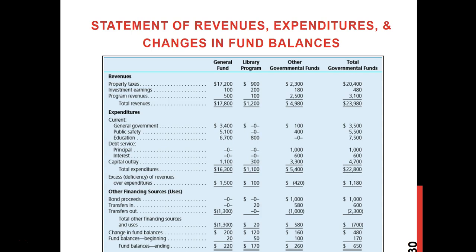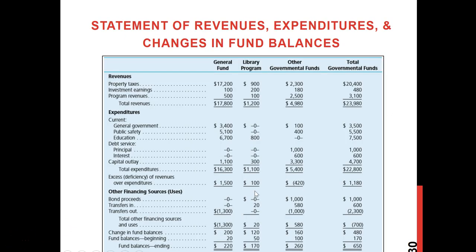Now we will see their statement of revenues, expenditures, and net changes. Again, they will show it according to their funds, general fund and library fund in this example, and they will cluster all other funds, and they will list all of their revenues and then expenditures, and then show their net changes.